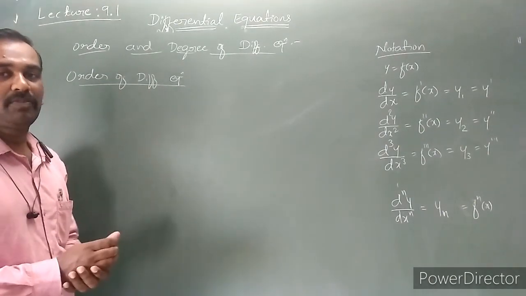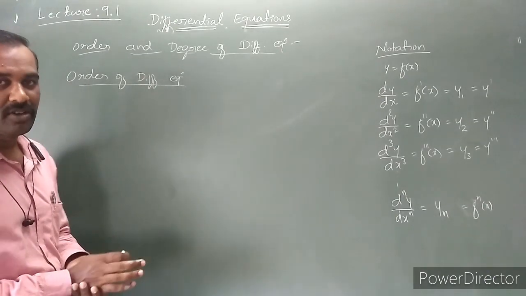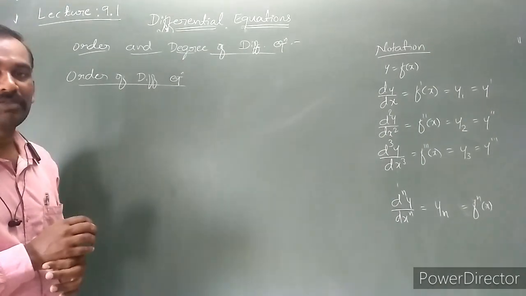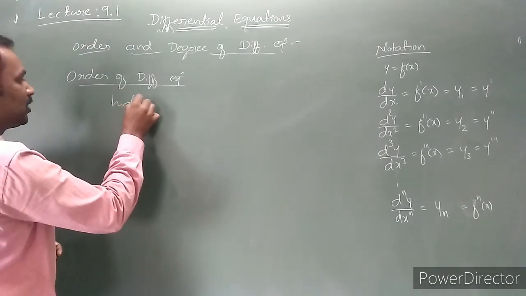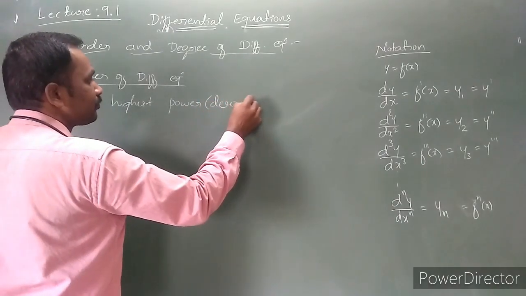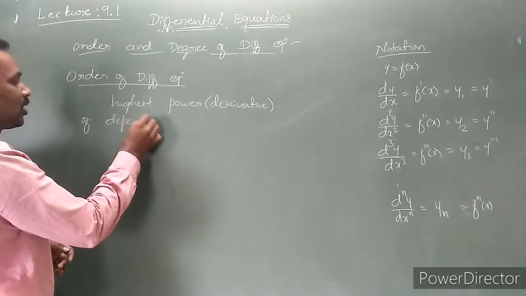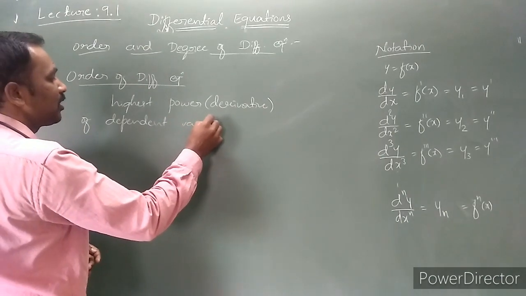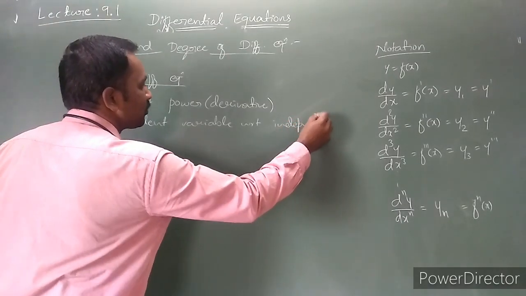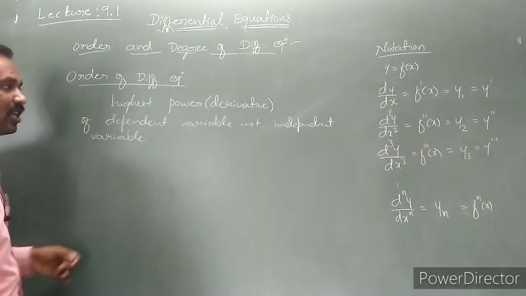For the given differential equation, what is the order? The order is the highest power or highest derivative of the dependent variable with respect to the independent variable. The highest derivative of the dependent variable with respect to the independent variable is said to be the order of the differential equation.